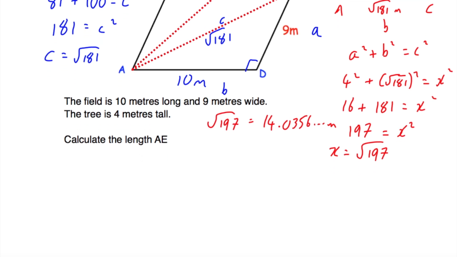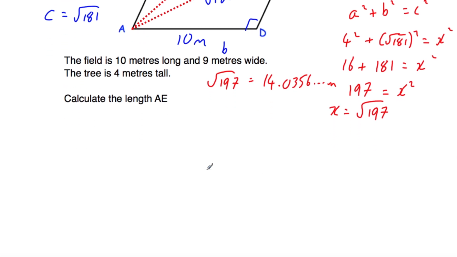And I'm going to round that. I'm going to round it to 3 decimal places. So to 3 decimal places, that'll be 14.036 meters to 3 dp. And that's it. So that's the length of AE.